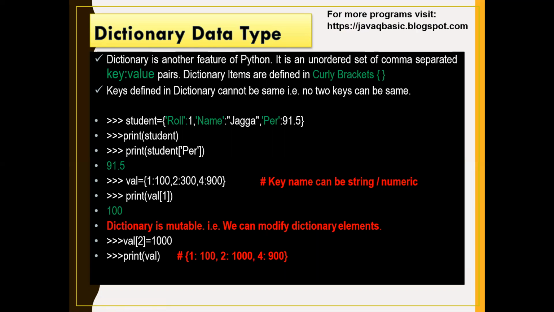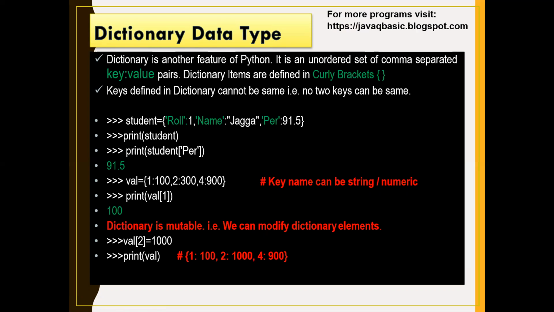Dictionary data types. Dictionary is another feature of Python. It is an unordered set of comma separated key-value pairs. Dictionary items are defined in curly brackets. Keys defined in a dictionary cannot be the same, that is, no two keys can be the same.